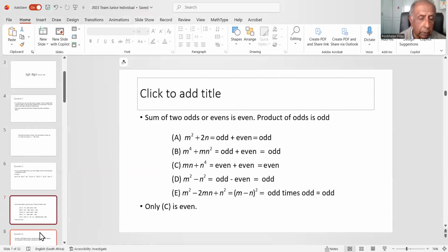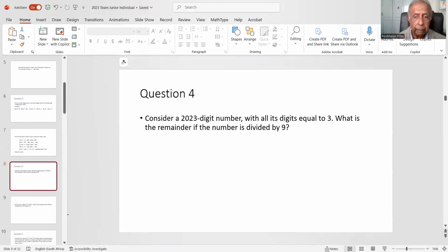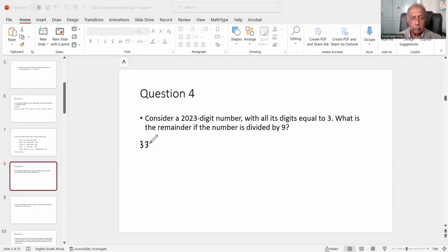So you can see right at the bottom, it says that only C is even. Now question 4: consider a 2023 digit number with all its digits equal to 3. So you've got a very, very large number. It's got 2023 digits, and all the digits are equal to 3. What is the remainder if the number is divided by 9?